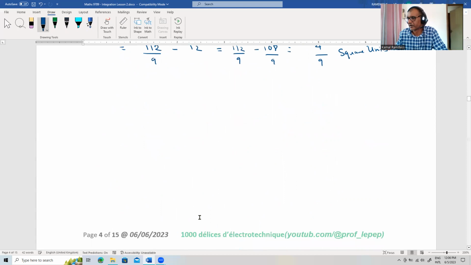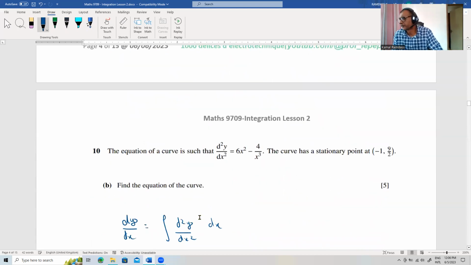Exercice 10 de ce papier-là. The equation of a curve is such that d²y by dx² is equal to 6x squared minus 4 over x cubed. The curve has a stationary point at (-1, 9 over 2). Find the equation of the curve.